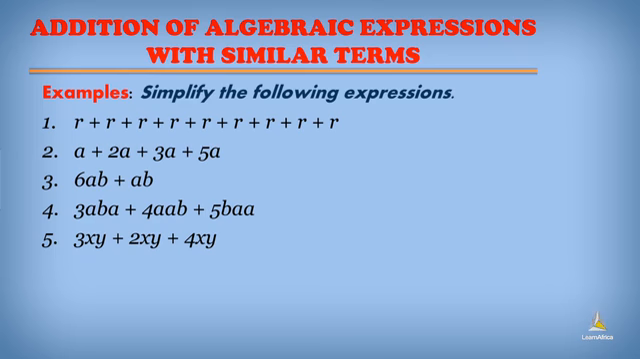We actually want to do an addition. So we are going to count the number of R's we have: 1, 2, 3, 4, 5, 6, 7, 8, 9. So our answer to this question is going to be 9R. Okay, I believe you understood how I just got this answer, 9 R's. Okay, moving on. Question 2 says A plus 2A plus 3A plus 5A.